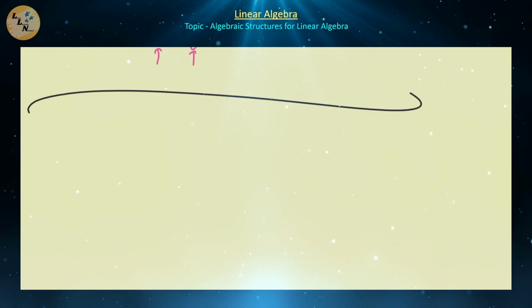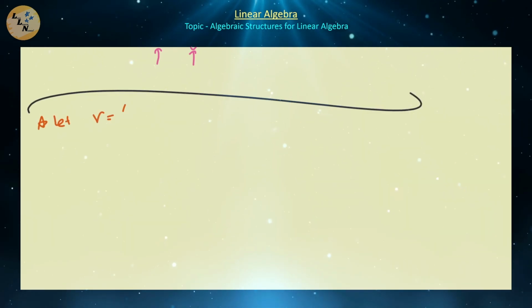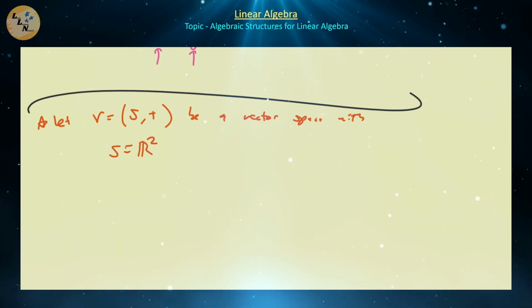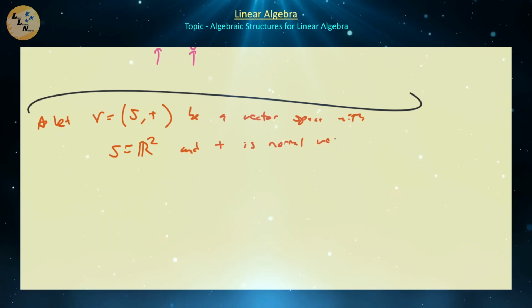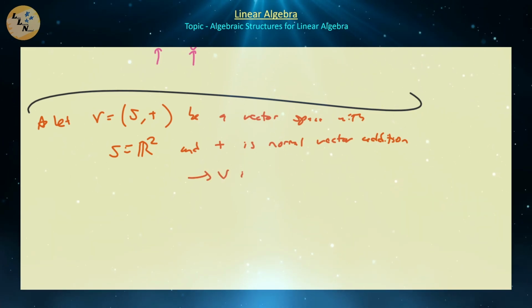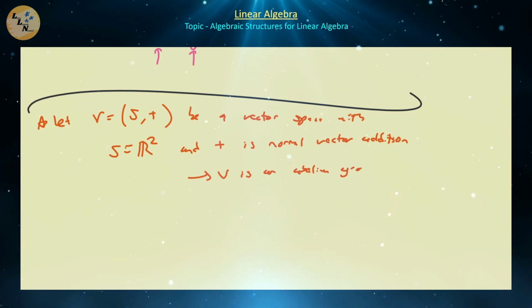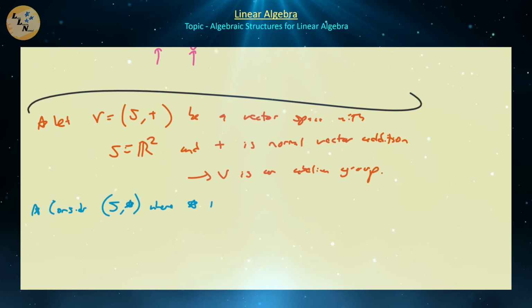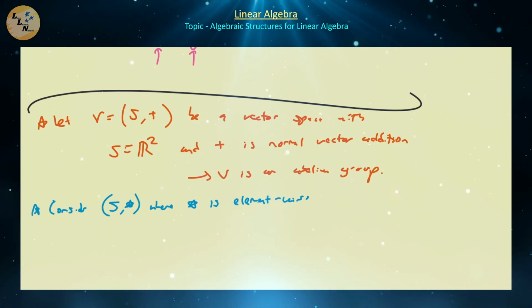Right, so let's start off with the basics. Let's assume V, the set S plus, is a vector space with S being the set of all vectors in, let's choose R2, but you could extend this to Rn if you really want to. And let's assume plus is normal vector addition. We already know that if this is a vector space, then V is an abelian group, so that's not a concern. Now we need to create a new operation, star. So let's consider S star. Again, S is going to be R2, where star is element-wise multiplication.